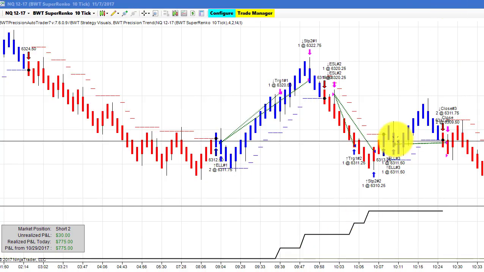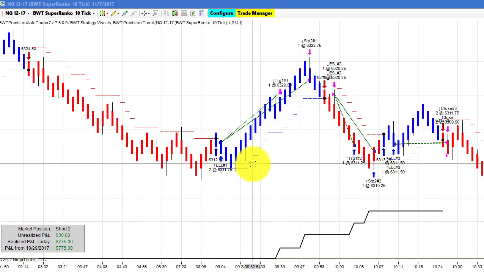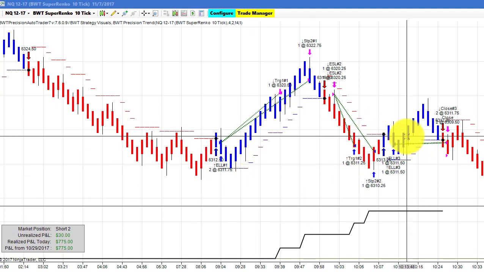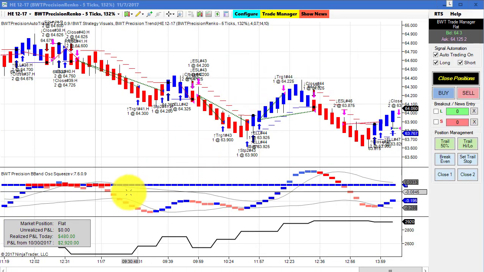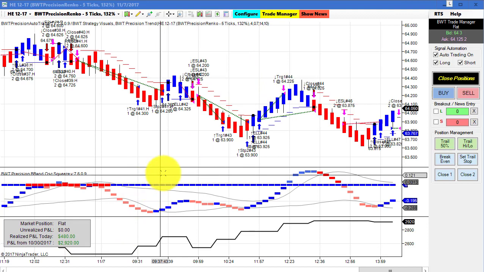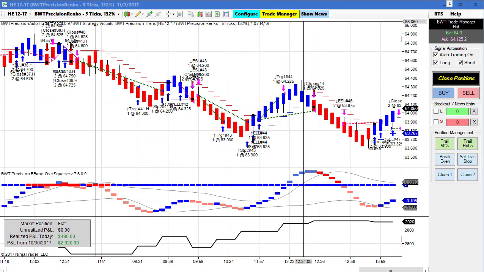Okay, next up is the NASDAQ, and it did about 800 for the day. And you can see these trades here on 2 contracts. Okay, the lean hog still continuing to show pretty well, 480 for the day on 2 contracts.